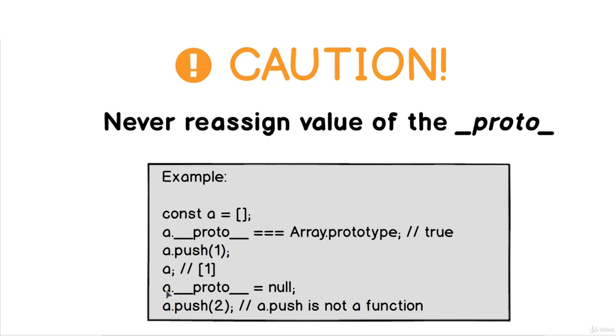It means that when you reassign the value of the prototype of any instance or of any prototype, you break the prototype chain, and this can lead to unexpected behavior. So please be very careful with this property and try to avoid reassigning its value. Let's now try this in action.